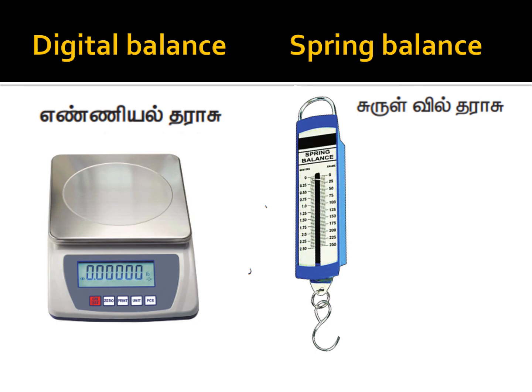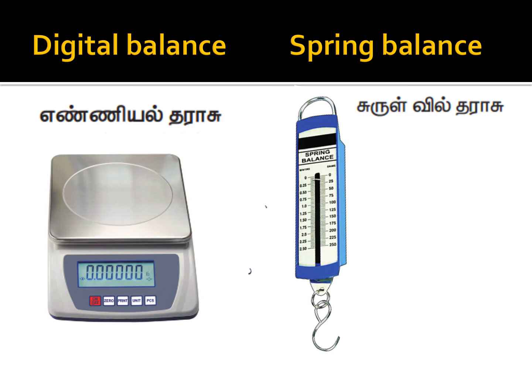Digital balance. Nowadays, for accurate measurements, digital balances are used, which measure mass accurately even up to a few milligrams, the least value being 10 milligrams. This electrical device is easy to handle and commonly used in jewelry shops and labs.